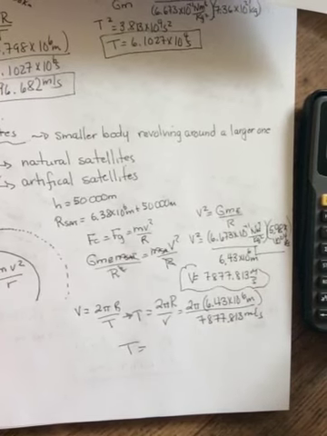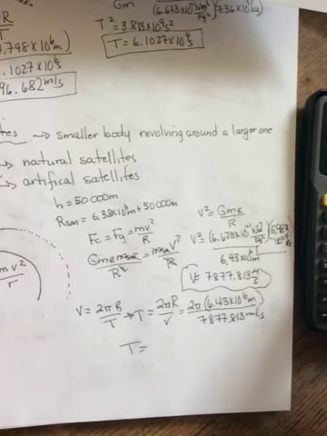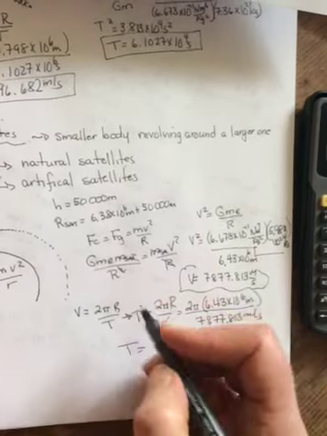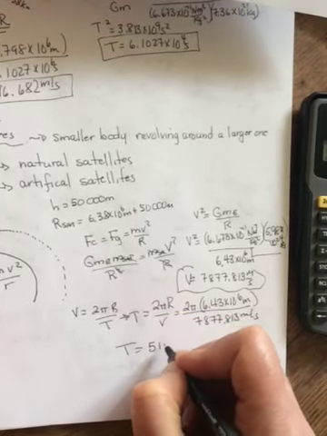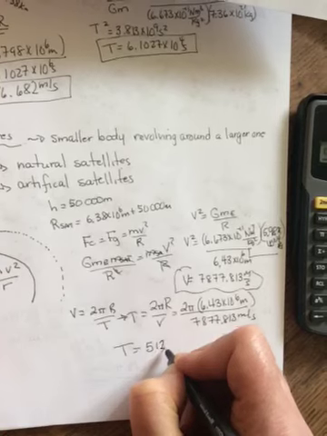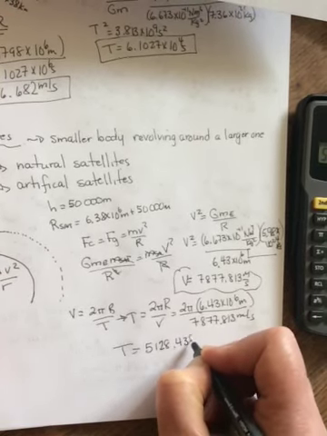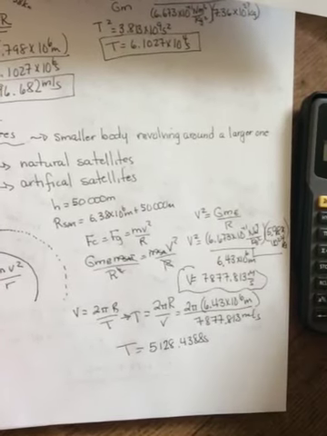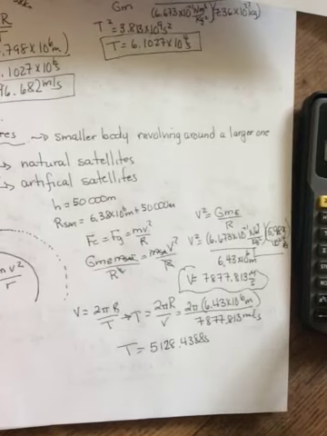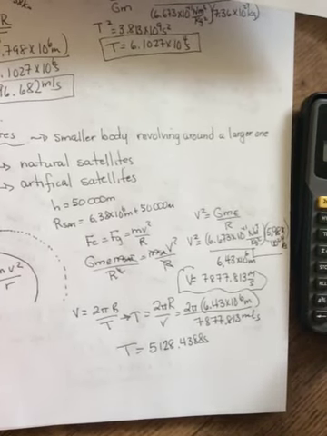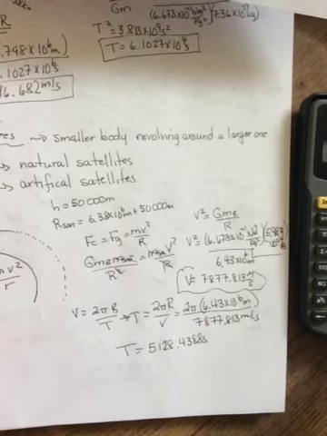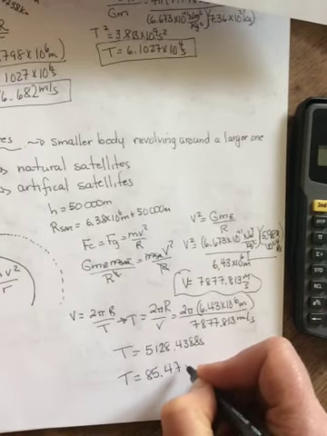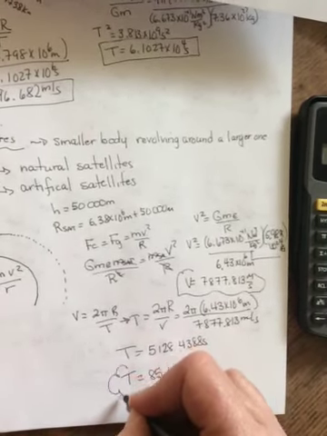Times 2 times 6.43 to the 6th, right? And you get 5,128.4388 seconds. Now, I don't know about you, but that doesn't mean a lot in my life. So if I divide it by 60, I find out that's 85 minutes. So this satellite would go around the Earth once in 85 minutes.